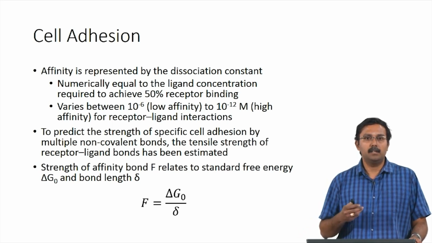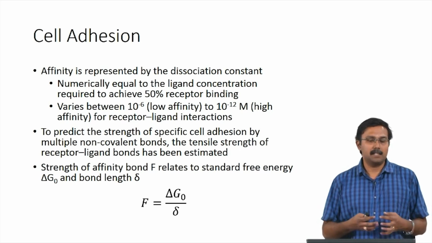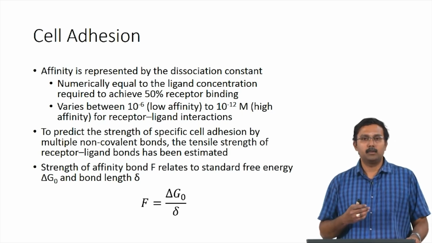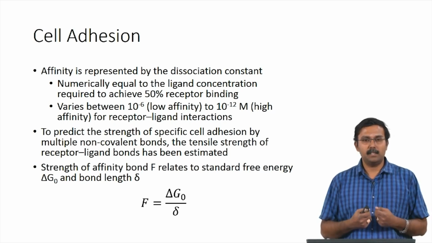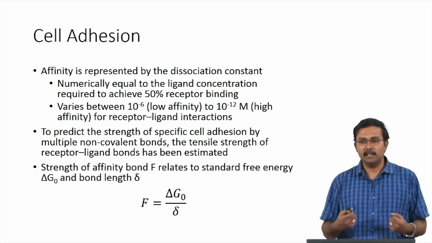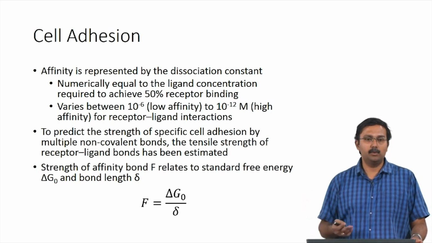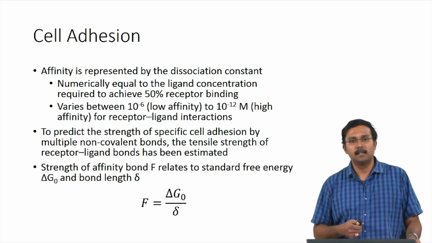constant. So, this varies between 10 power minus 6 to 10 power minus 12 molars. So, 10 power minus 6 is considered to be low affinity, versus 10 power minus 12 is considered to be much higher affinity. So, to predict the strength of specific cell adhesion by multiple non-covalent bonds, the tensile strength of the receptor ligand bonds has to be estimated. So, basically to see how strong this binding is, there are experiments to do this, there are many studies. So, there I will give you a reference which you can go through, so that discusses some of the experiments that can be done to study the receptor ligand strength, binding strength.